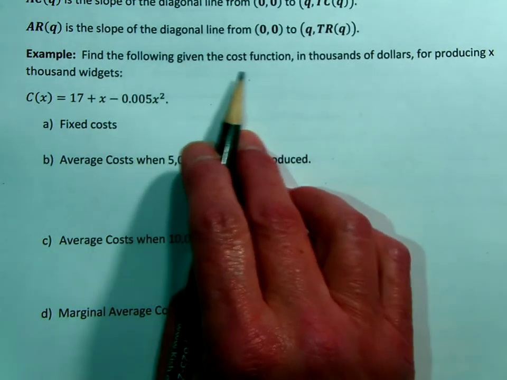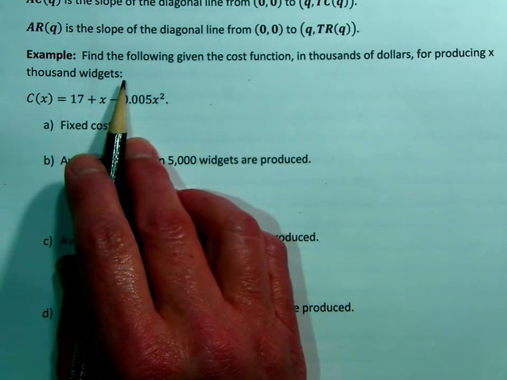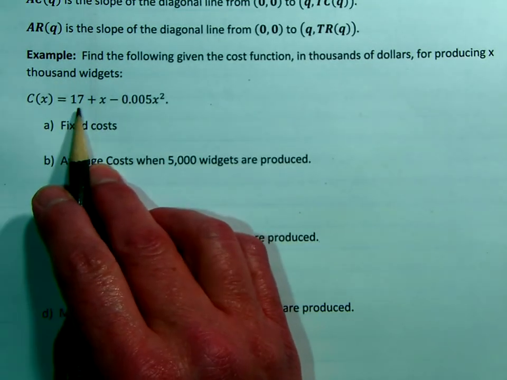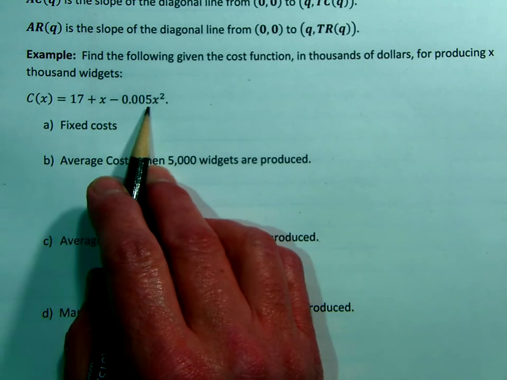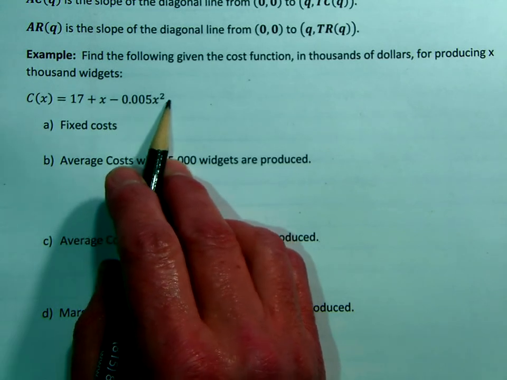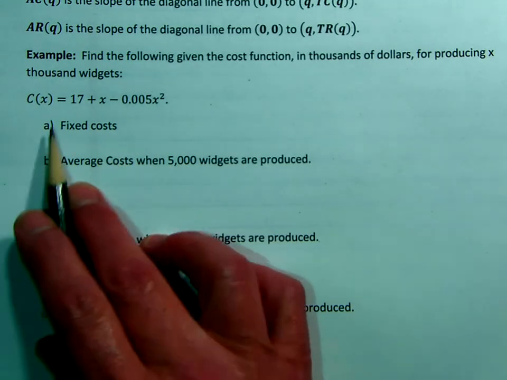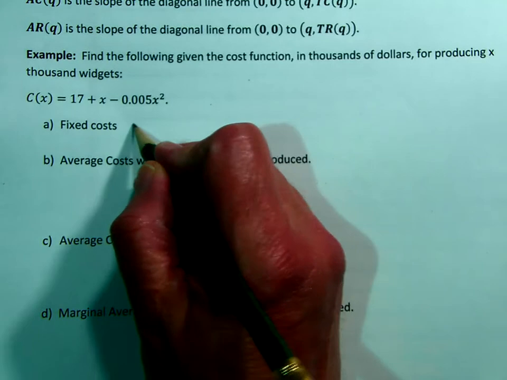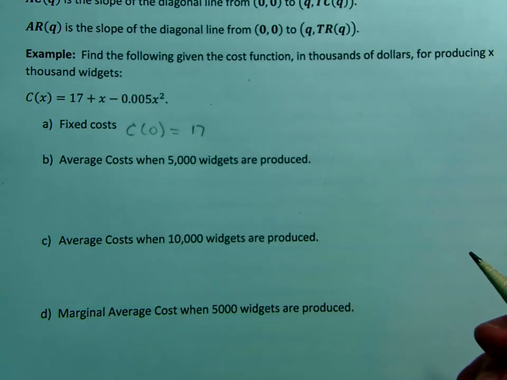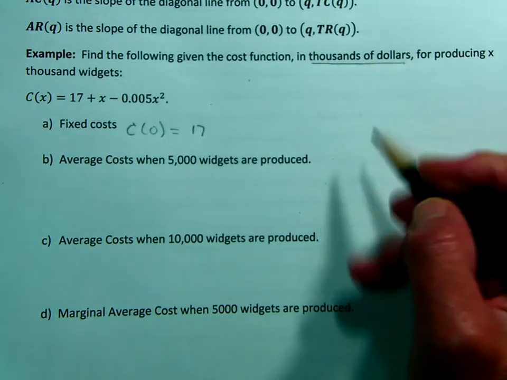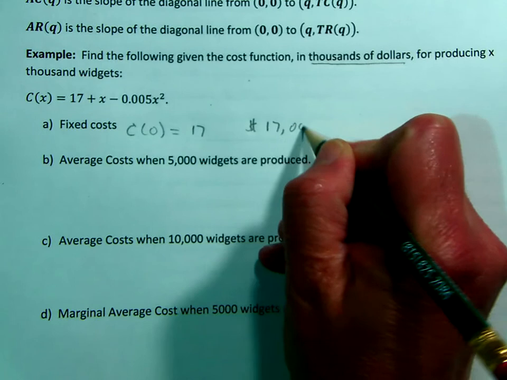Find the following given the cost function in thousands of dollars for producing x thousand widgets. Our cost function is 17 plus x minus 5 thousandths x squared. So what are our fixed costs? That would be the cost at producing 0 items. So the cost of 0 items would be 17, but this function is given in thousands of dollars. So that would mean our total fixed costs are $17,000.